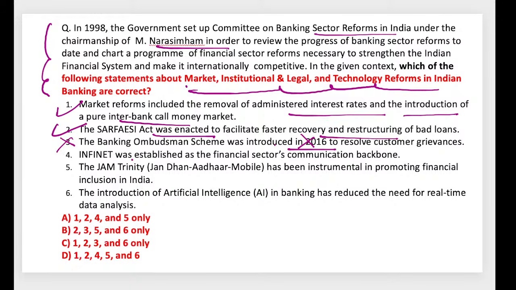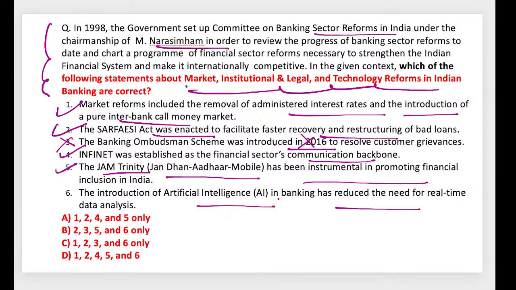Now it is called the Integrated Ombudsman Scheme. Right. Next one, INFINET was established as a financial sector communication backbone. We have discussed this, I guess yesterday also in PPP or somewhere. JAM Trinity, meaning Jan Dhan, Aadhaar and Mobile, has been instrumental in promoting financial inclusion in India. Again true. The introduction of artificial intelligence in banking reduced the need for real-time data analysis. It helps, it increases real-time data analysis, not reduces.